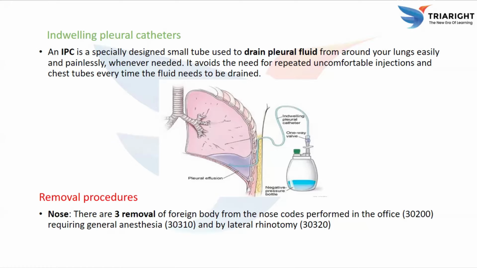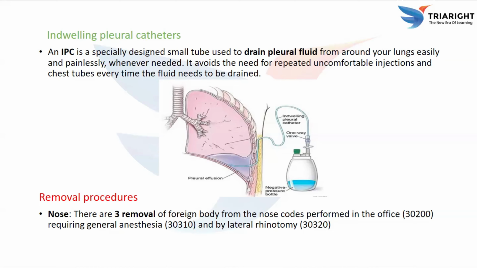Next are removal procedures, namely foreign body in the nose. So this focuses on ENT removal procedures, specifically foreign body removal from the nose. Now why is foreign body removal needed? Because it is very common in children. Objects may cause nasal obstruction, infection, bleeding and foul-smelling discharge.